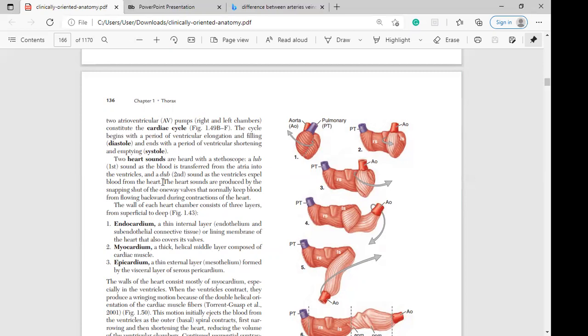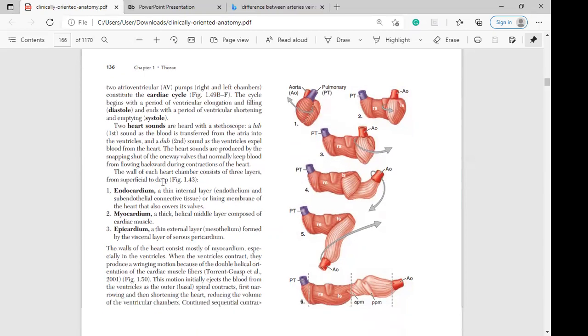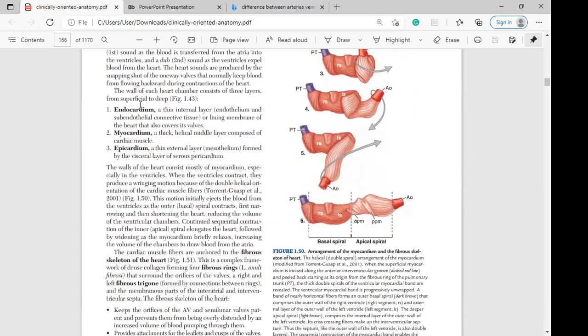Yeah, the aortic valve and the pulmonary valve. Okay, and the sound of that valve you hear as the dub sound. Good. Now, see what I wanted to show you. The wall of each heart.